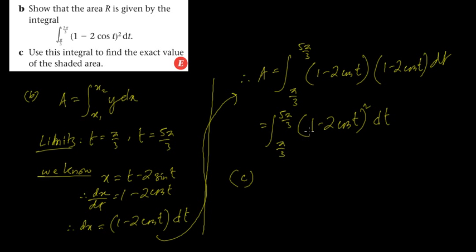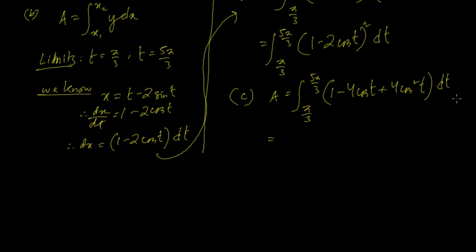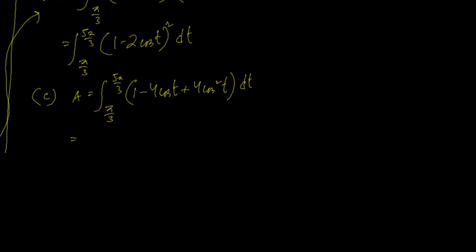In question number C, we have to evaluate this integral. We have to find the value of this integral. So the area would be the integral from pi by 3 to 5 pi by 3. Now this is (a minus b) whole squared. If I break the bracket, it is 1 minus 4 cos t plus 4 cos squared t dt. Now the integration of 1 is t, the integration of cos t is sine t, but for the integration of cos squared t, we need to use an identity. So let me write it out here.